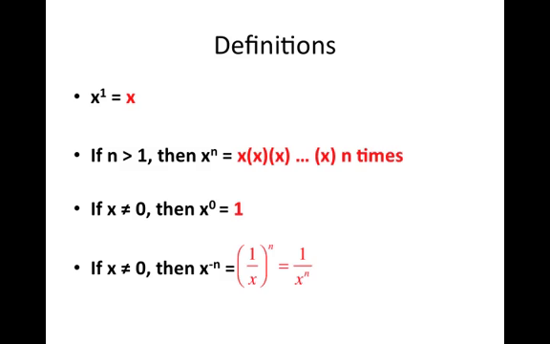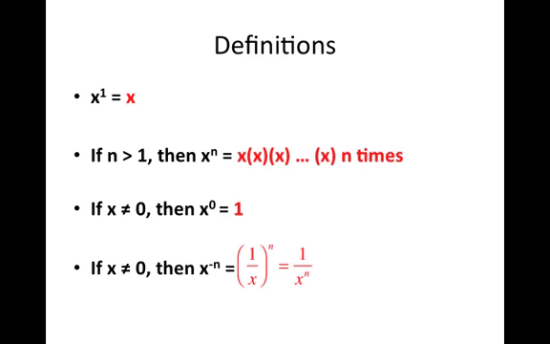Okay, if you'll recall, x to the first power equals x. So if you just see some variable and you don't see an exponent with it, it has an exponent of 1. If n is greater than 1, then x to the nth power is equal to x times x times x times x, n times. If x does not equal 0, then x to the 0 power equals 1. So any other number than 0 raised to the 0 power is 1.